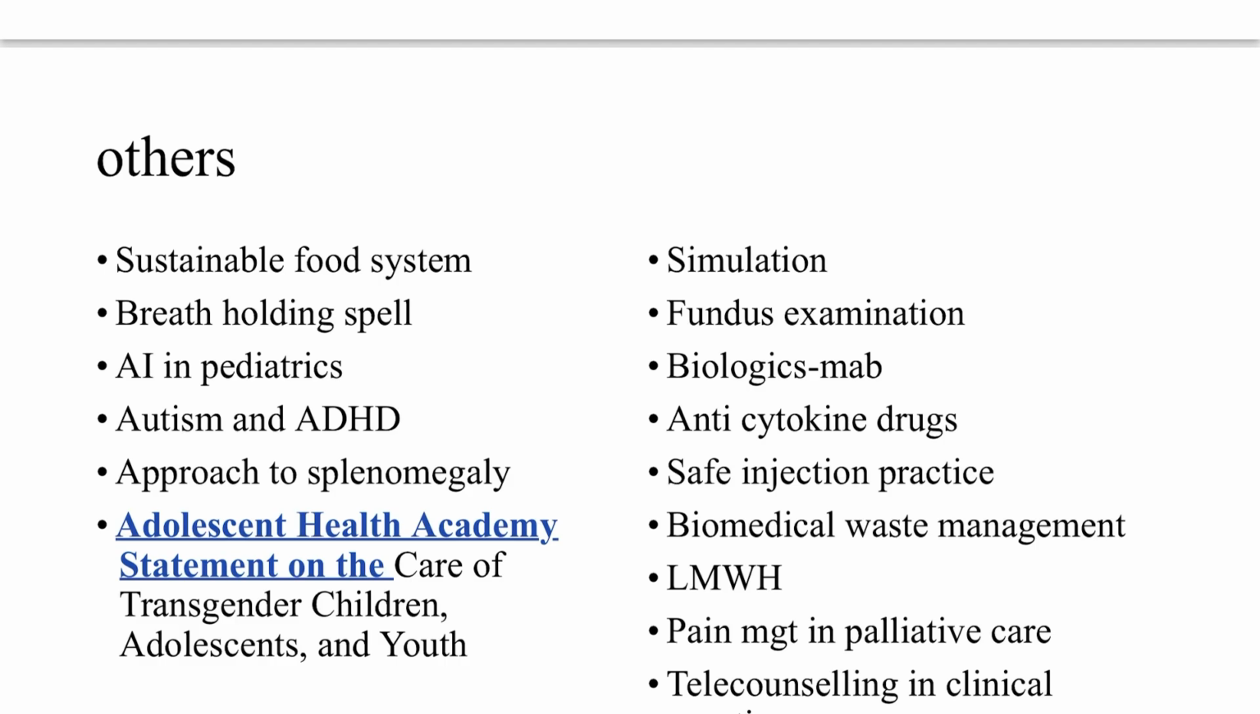Breath holding spell. This is artificial intelligence. Read about artificial intelligence and simulation, please. I think one of these two will be asked in some form or the other. If you know a few lines, you can modify it and write according to the topic that they have asked. Autism and ADHD, again, one of them can be asked, either autism or ADHD. So, see, these sort of things you should not miss out on.